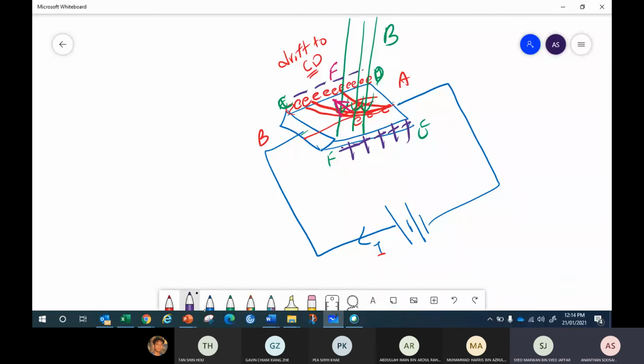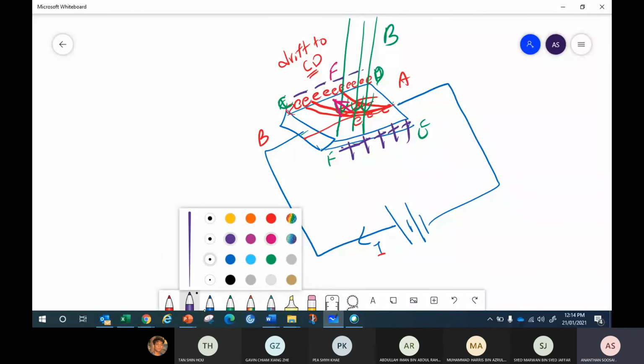What field has been created? Electric field has been created. There is an electric field. Now one side is positively charged, another side is negatively charged. Electric field has been created.